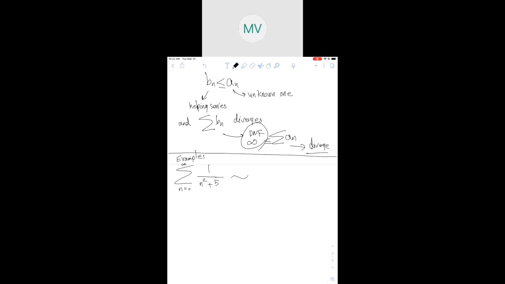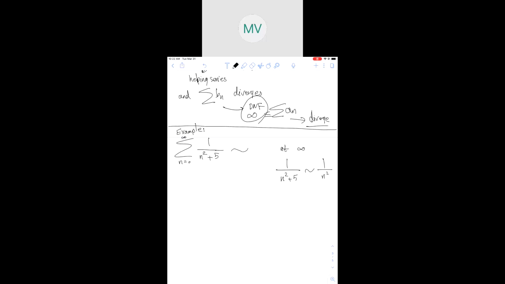Because 5 at infinity compared with n squared is literally nothing. So at infinity, 1 over n squared plus 5 is basically very similar to 1 over n squared. So we can go ahead and compare it with this one. And here's how we do it. First of all, this is a sequence of algebra. Let me erase that part.